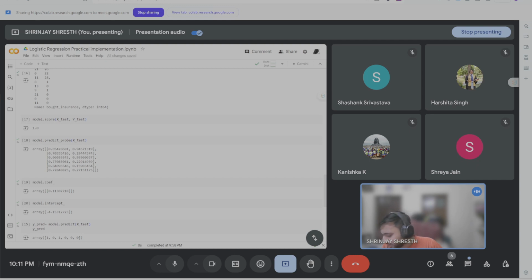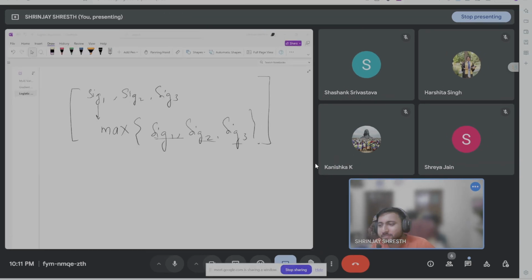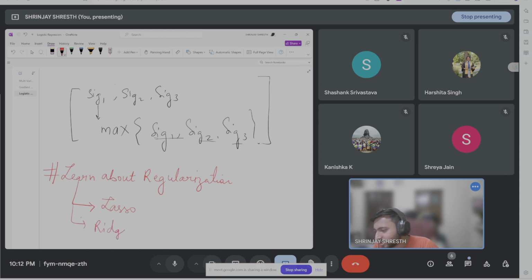So let me just quickly tell you one thing. Let me share this. I want you to do it on your own, DIY. I want you all to learn about regularization. There are three kinds of regularization which we use. The first one is lasso, the second one is known as ridge, and the third one is known as elastic net.